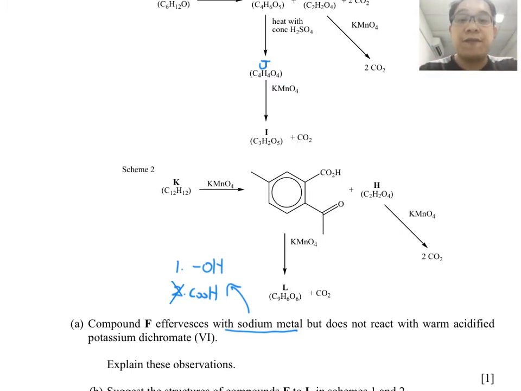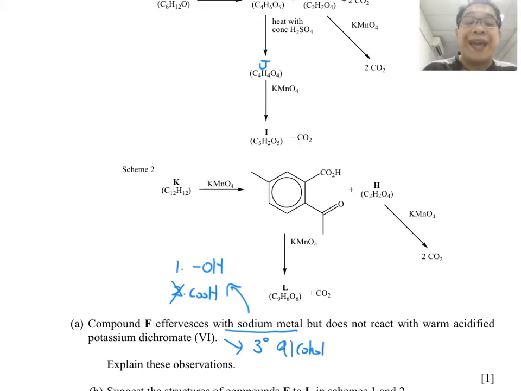So we check out the next piece of information: it does not react with warm acidified potassium dichromate(VI). What does it mean? That means that it cannot go through oxidation. Now, what is the alcohol that cannot go through oxidation? Only one, and that is your tertiary alcohol, also known as your third degree alcohol. Only your third degree alcohol cannot go through any form of oxidation.